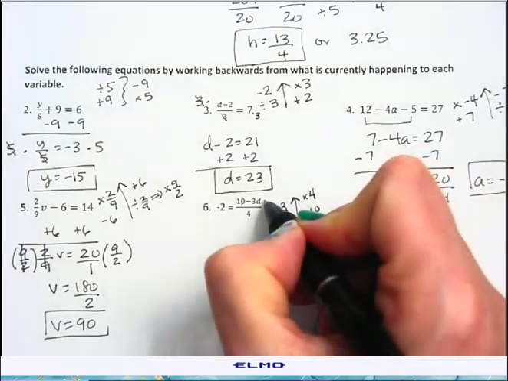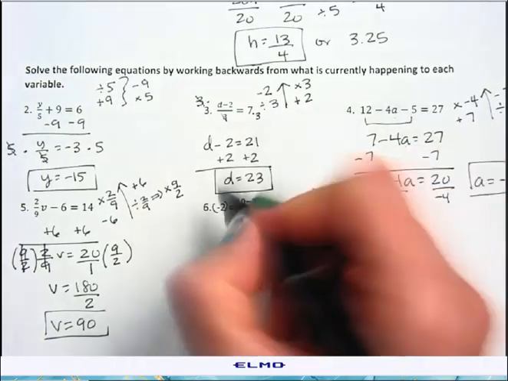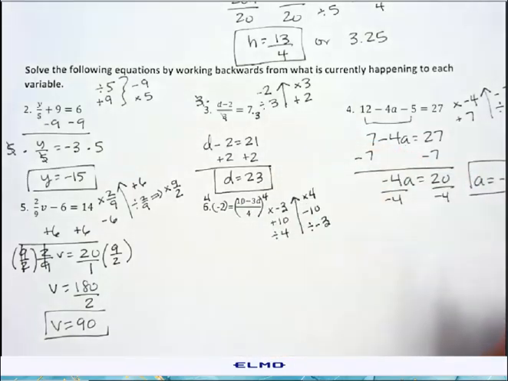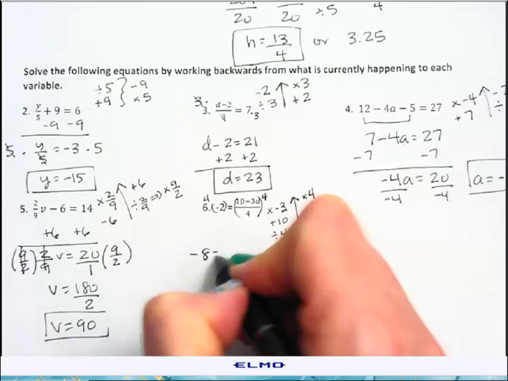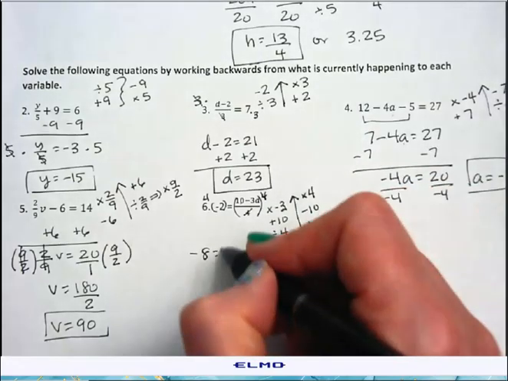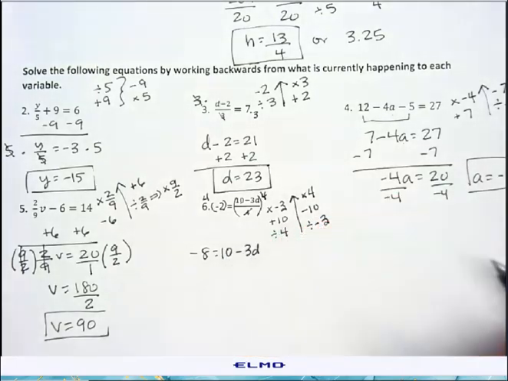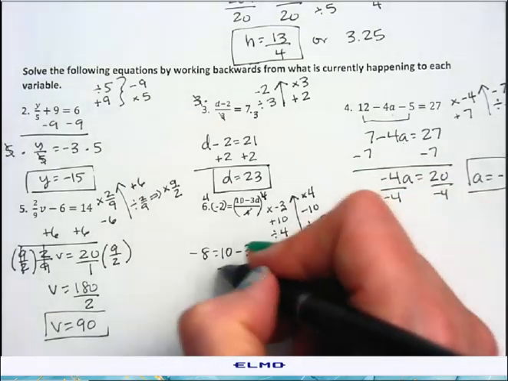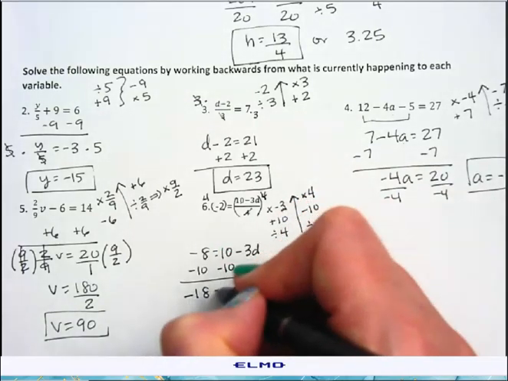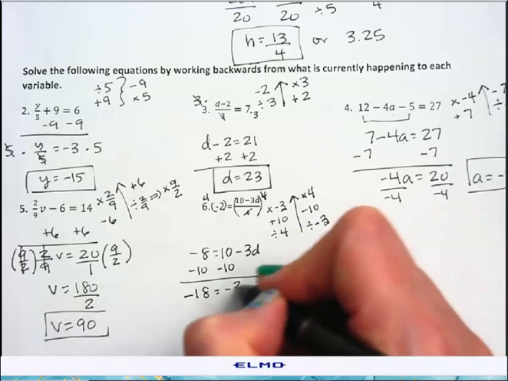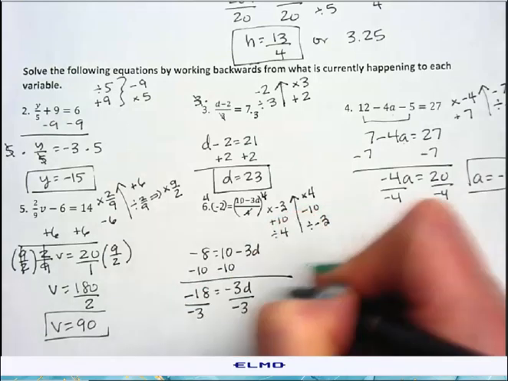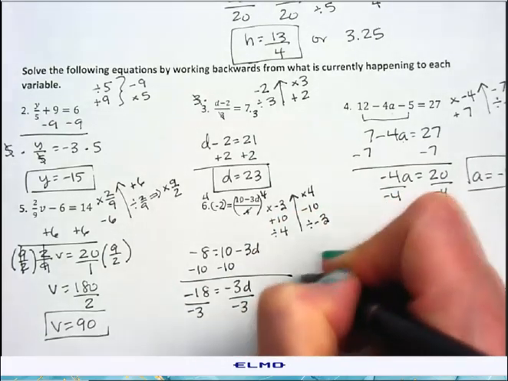So I start by multiplying both sides by 4. That gives me -8 equals, and here a times 4 cancels out a divide by 4, leaving me 12 minus 3d. Now I subtract 10. That gives me -18 equals -3d. And then divide by -3, and I have d equals 6.